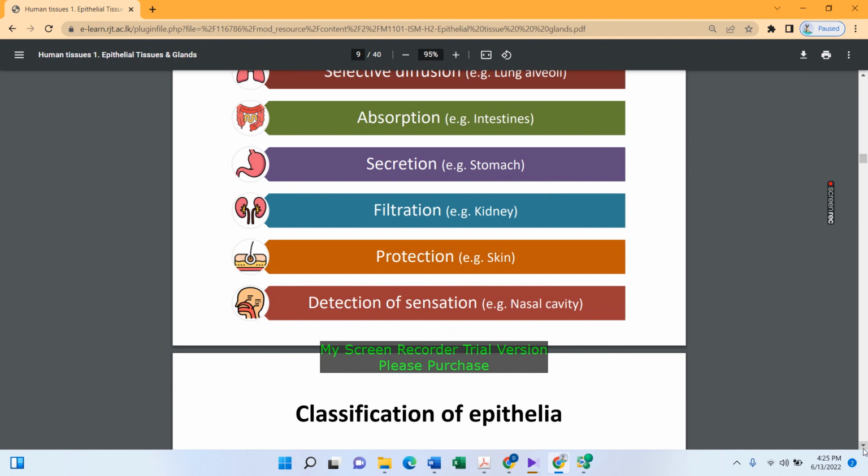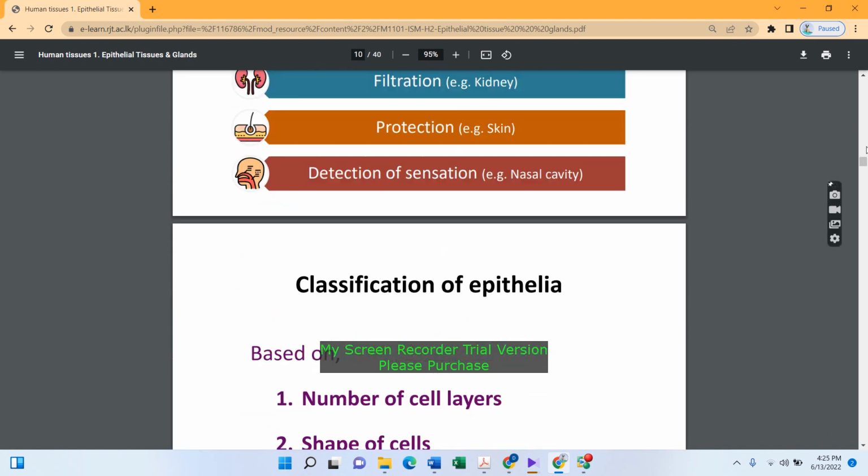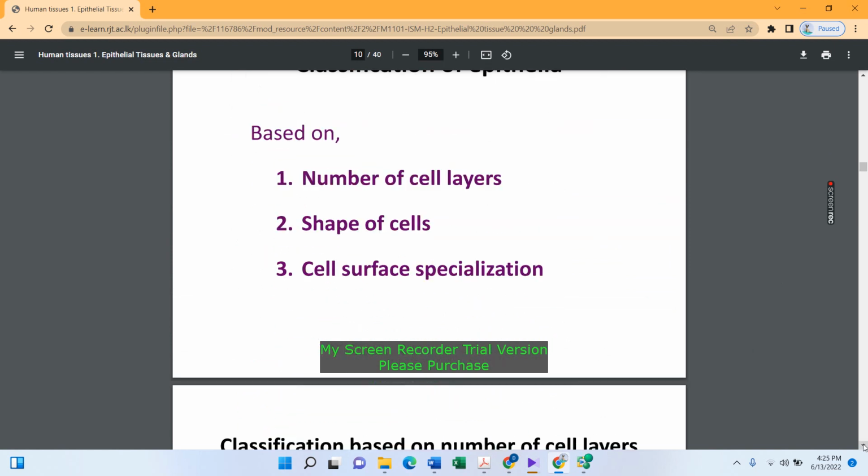And filtration is also done by the kidney, and protection is done by the skin. Protection in the skin is done by epithelial cells, and filtration in the kidney, secretion in the stomach and absorption in the intestine are also done by epithelial cells. Detection of sensation in the nasal cavity is also performed by epithelial cells.